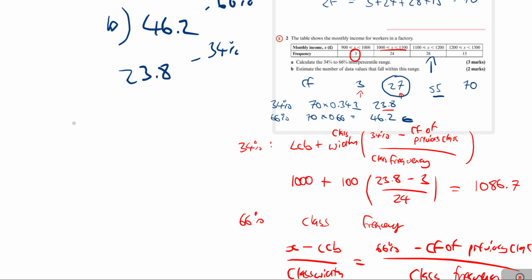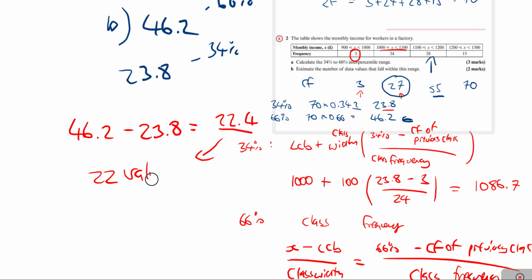So if you had them all in a line, you would start from the 46.2 worker and then subtract the 23.8. So here I would just do the subtraction as it is first, and then do the rounding later on. So you've got 22.4. Now again, you can't have 0.4 of a worker, so you're going to have 22 values, or in this situation, 22 workers, because that's what your data value and your frequency is, essentially the number of workers.